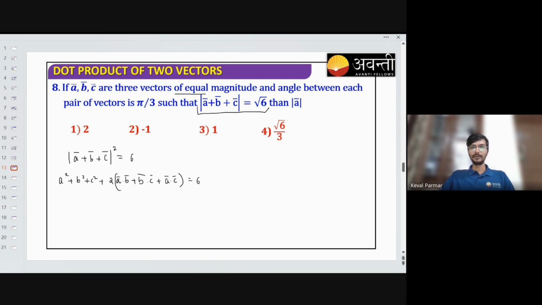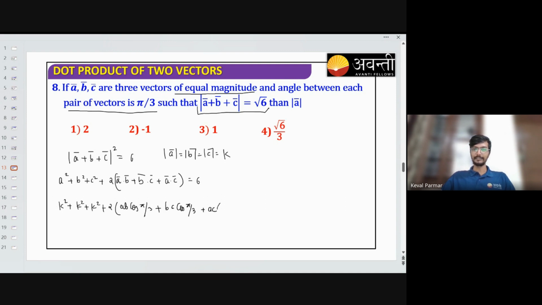Now they have given equal magnitude. So let the magnitude of A vector equal the magnitude of B vector equal the magnitude of C vector, and suppose it is K. This will be K square plus K square plus K square plus 2 times. The angle between each pair is pi by 3. So this will be AB cos pi by 3 plus BC cos pi by 3 plus AC cos pi by 3 is equal to 6.